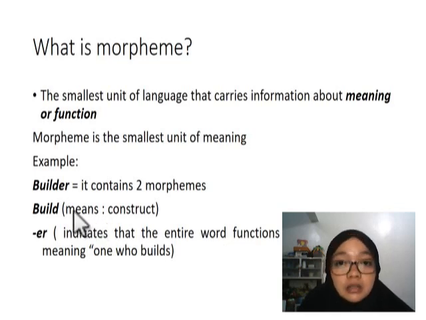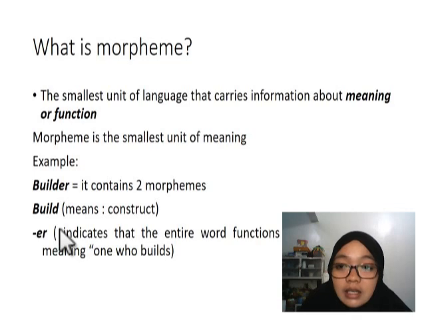Okay? So there are two morphemes here. The first is build. The second one is er. Okay? That is a morpheme. That is a morpheme. What about the difference between morpheme and word? A word is a morpheme, but a morpheme is not always a word. As I told you, builder consists of two morphemes. The first is build. It is a word and it is a morpheme. And then er is a morpheme, not a word.